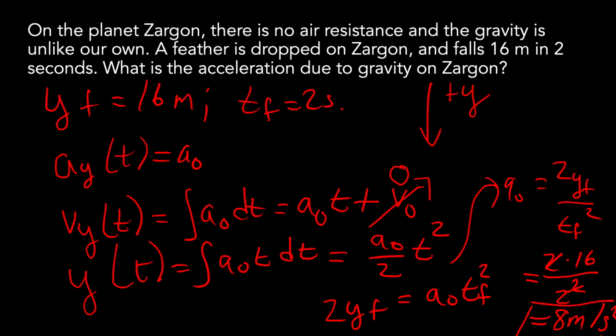So what does it mean that the acceleration due to gravity on Zargon is 8 meters per second squared? Well, the acceleration due to gravity on Earth is 9.81 meters per second squared, and that means that things fall slightly slower on Zargon. This suggests that you would weigh a little bit less on Zargon as well. So it's a weight loss plan to move to an alien planet.